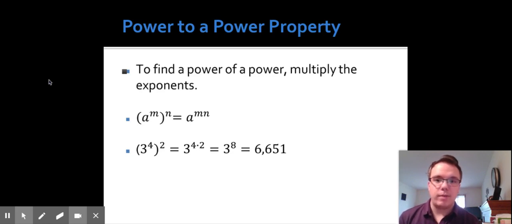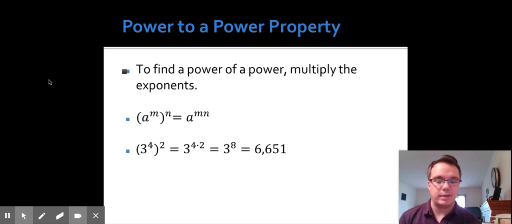All right, so the power of a power property states that if I have a power and I raise it to another exponent, I multiply the exponents. So whenever you have an exponent outside a set of parentheses, you're always going to multiply every exponent inside the set of parentheses.